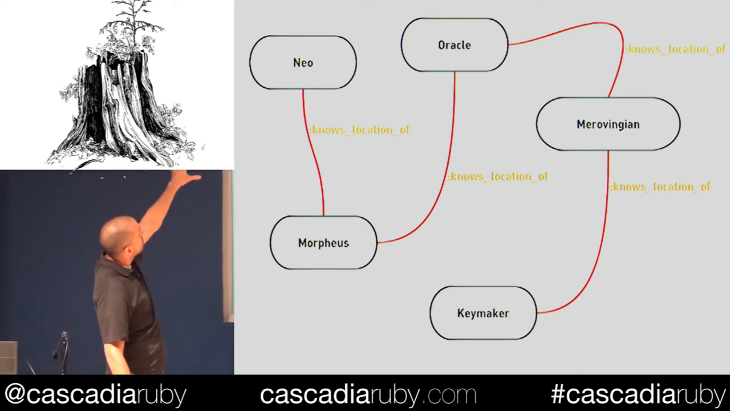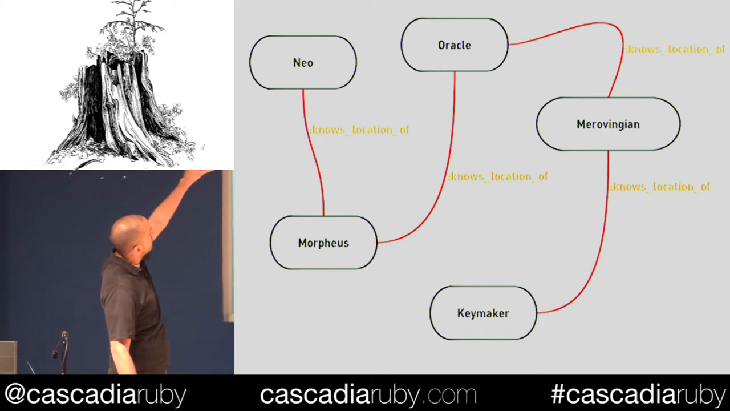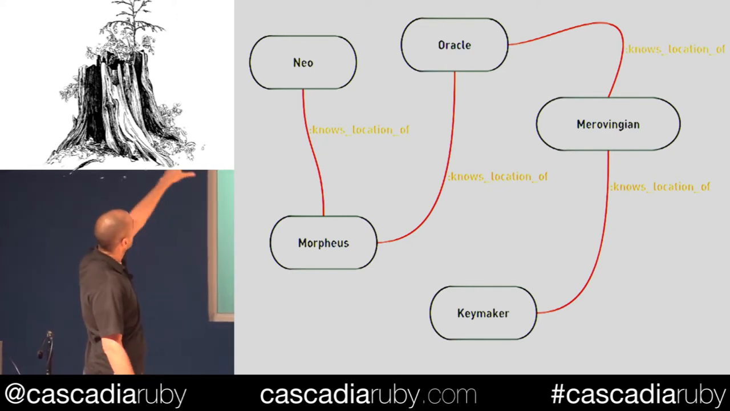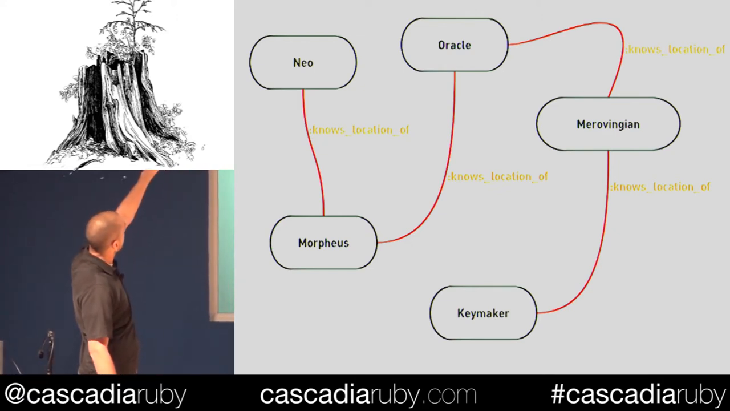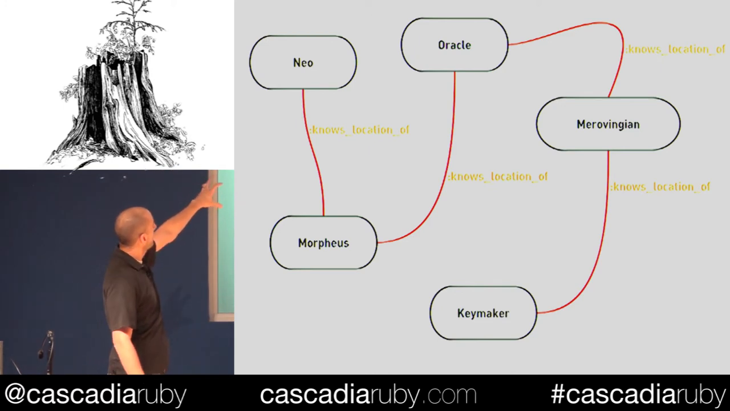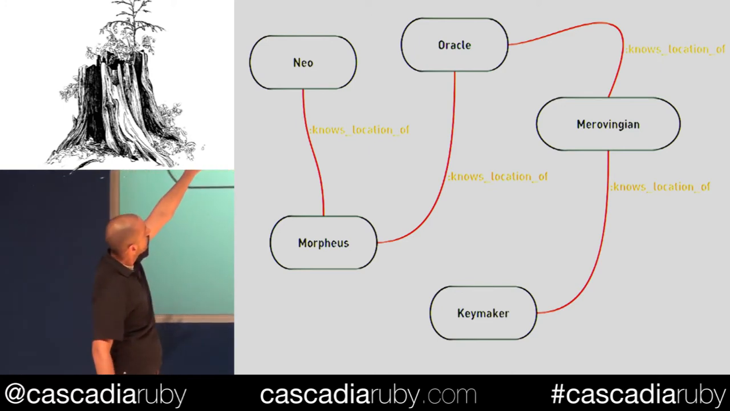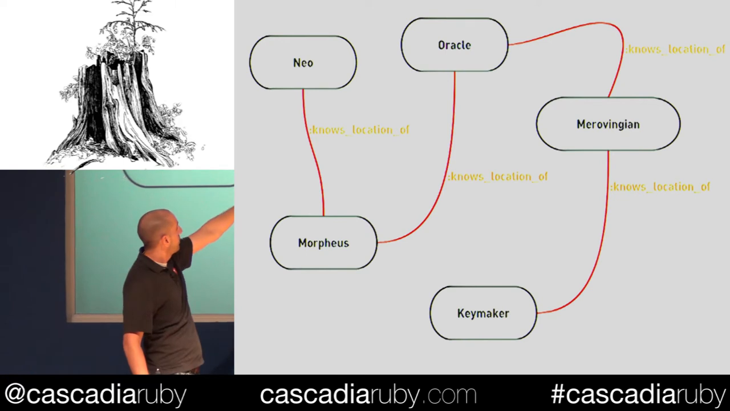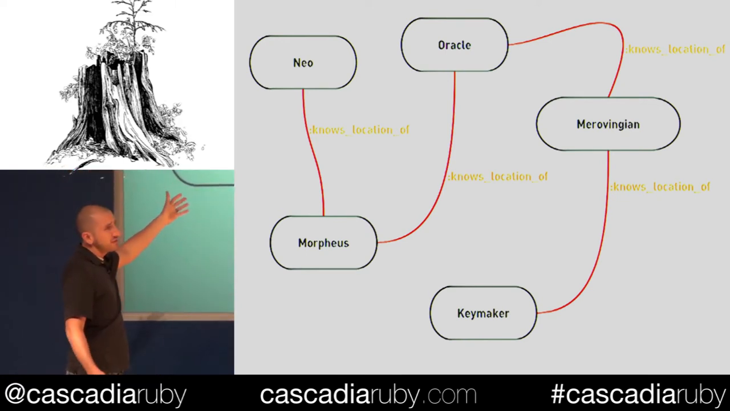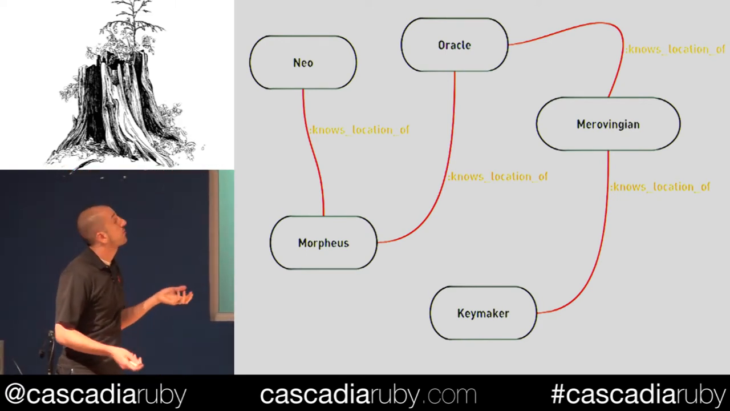Neo needs to save the world, and he needs to find the keymaker, right? So you're going to start at Neo and say, Neo knows the location of Morpheus, who knows the location of the Oracle, who knows the location of the Merovingian, who knows the location of the keymaker. This is a pretty straightforward graph and pretty boring, actually.